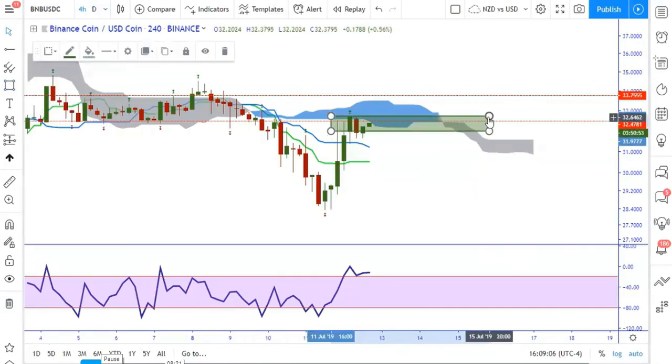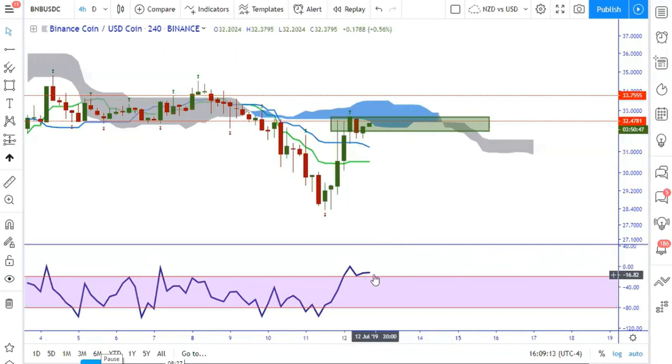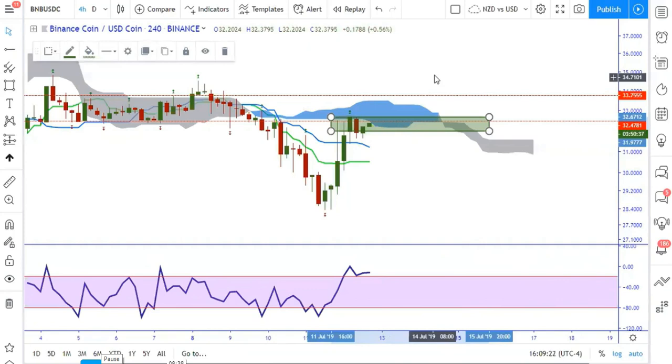If I box this in and we close outside of the box to the downside, that's a good opportunity to take the trade. Watch your Williams percent R, because when you break that negative 20 level along with your price action, that's a good entry for you. All right, so I'm going to go back to the daily time frame.